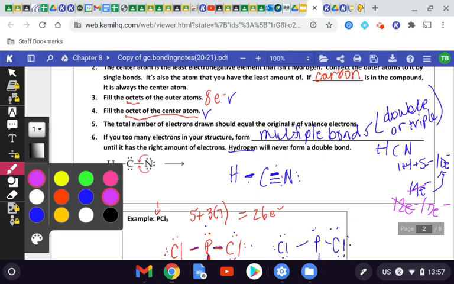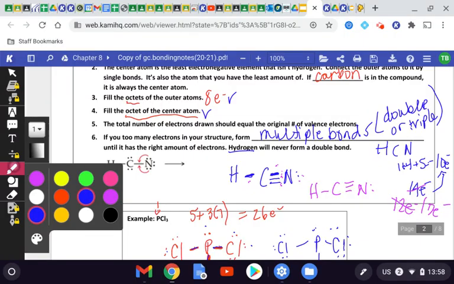Hydrogen, we said, is good with 2 electrons. So hydrogen is good. So looking at carbon, I have 2, 4, 6, 8. And looking at nitrogen, I have 2, 4, 6, 8. So now everything has its octet. Everything has 10 electrons, and we are good. So if I kind of clean it up and draw the final picture, that's what HCN would look like.